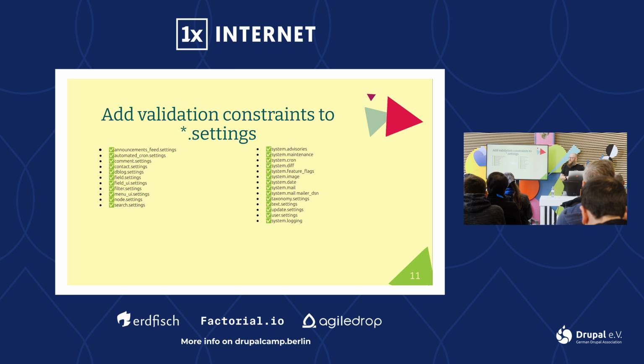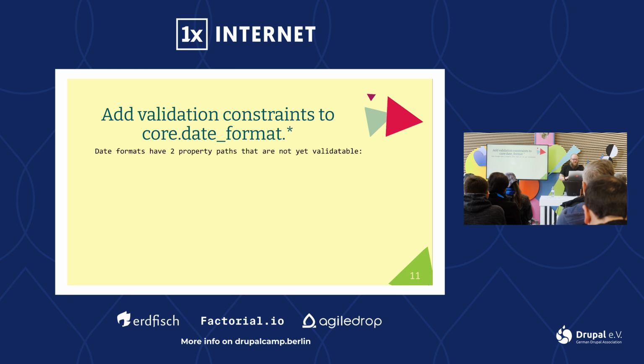Validation constraints have been added to startup settings. So all of these things are now strictly validatable. So if you're looking for examples, all of those already have validation constraints or didn't have any properties, so they were allowed to be checked as well. Validation constraint was also added to core.dateformat.star, which are the date format config entities.